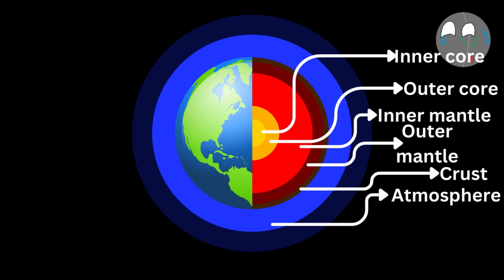After which is the humongous inner mantle. This is the thickest layer of the Earth. It's humongous in size. Then is the viscous but yet semi-solid outer mantle. So the part of the Earth which we can touch is the thin but yet solid crust. And last and finally is the atmosphere.